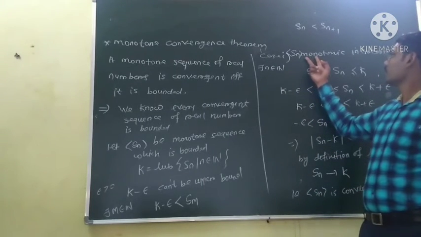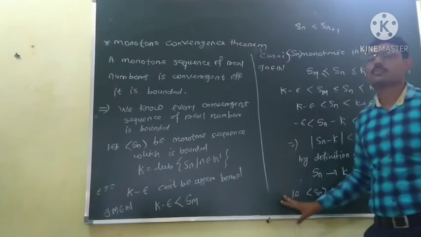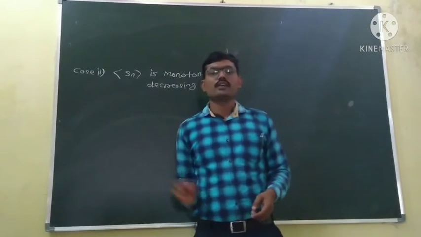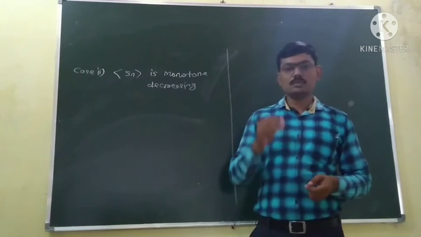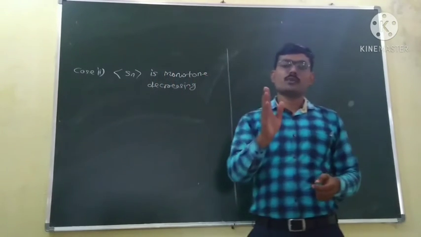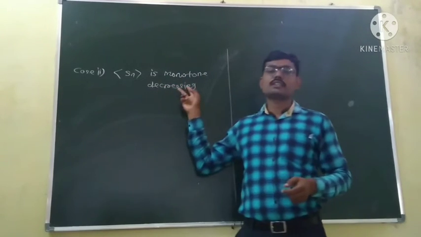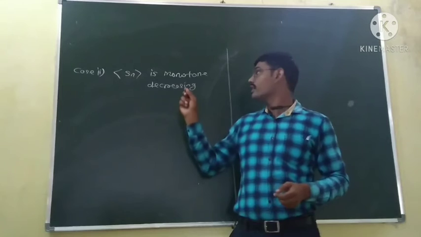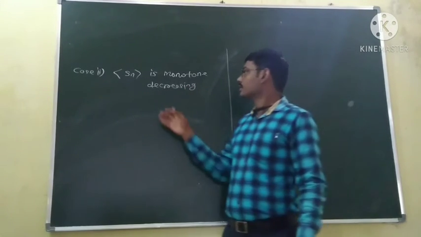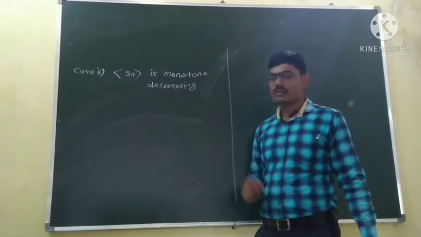So now we take sequence Sn as a monotonic decreasing sequence, and we will again prove the sequence is convergent. We have seen case 1, in which we proved that if a sequence is monotonic increasing and bounded above, then the sequence is convergent. Now for case 2, we take a sequence that is monotonic decreasing and bounded. Since we have proved case 1, we will use that to make the proof very simple.